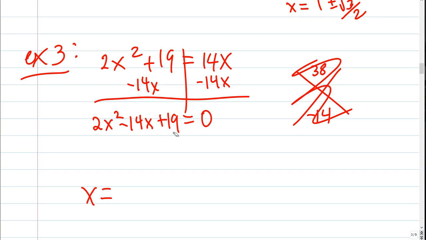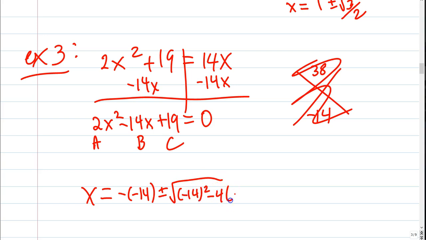Okay, so what am I going to do? Well, quadratic formula. It's kind of like a last resort. If factoring doesn't work, and completing the square isn't really working easily, well then, let's do the quadratic formula. X is equal to negative b, negative 14, plus or minus the square root of negative 14 squared minus 4 times a times c, all divided by 2 times a.